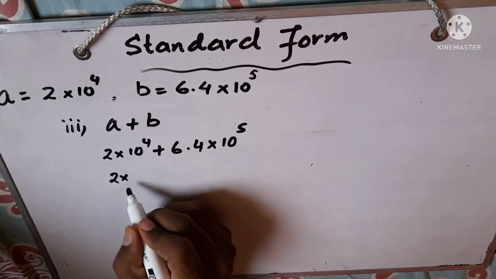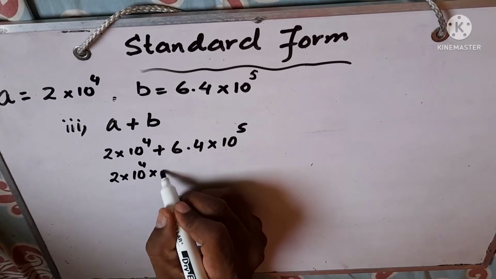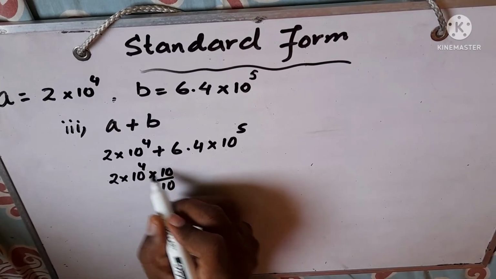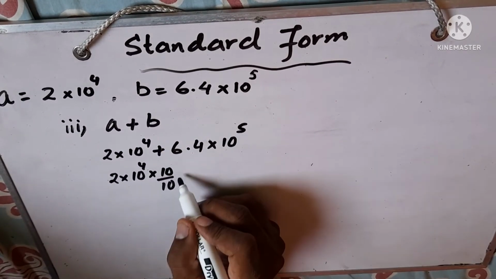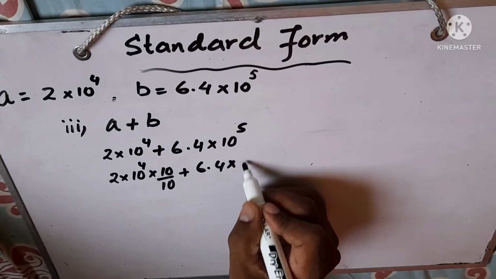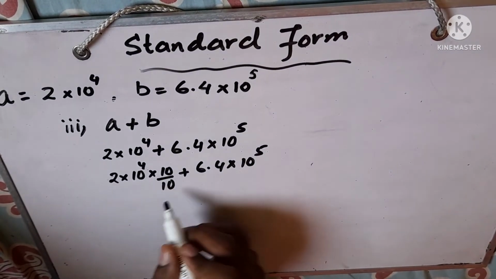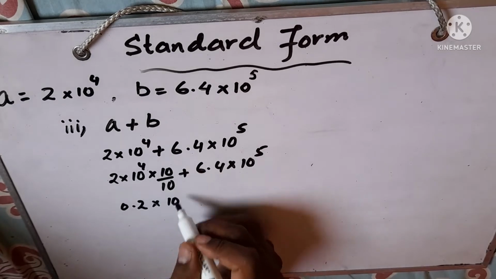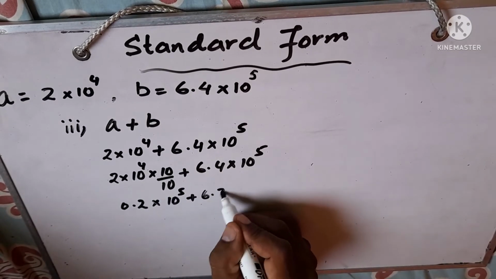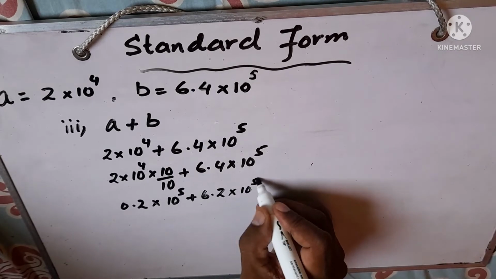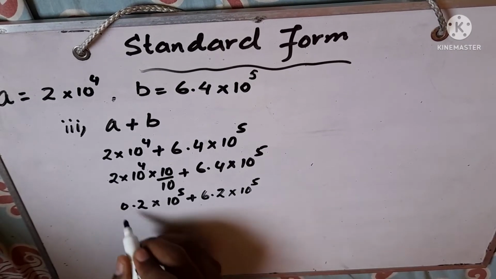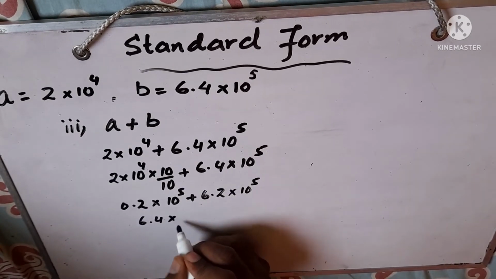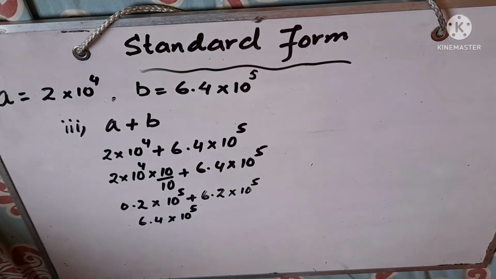I will write 2 multiplied by 10 to the power 4, multiply by 10 divided by 10. The reason for multiplying this by 10 is that 4 plus 1 will give me 5, the same as 6.4 into 10 to the power 5. So 2 divided by 10 will give me 0.2 into 10 to the power 4 plus 1, which is 5, plus 6.4 into 10 to the power 5. Once I have the power the same, I can simply add the numbers. 6.4 plus 0.2 will give me 6.6 into 10 to the power 5, and this is my answer.